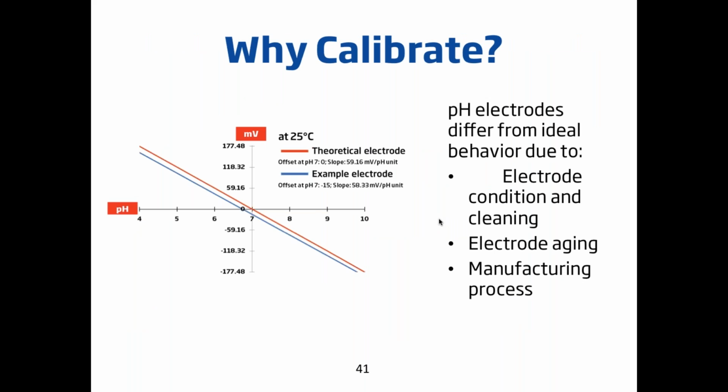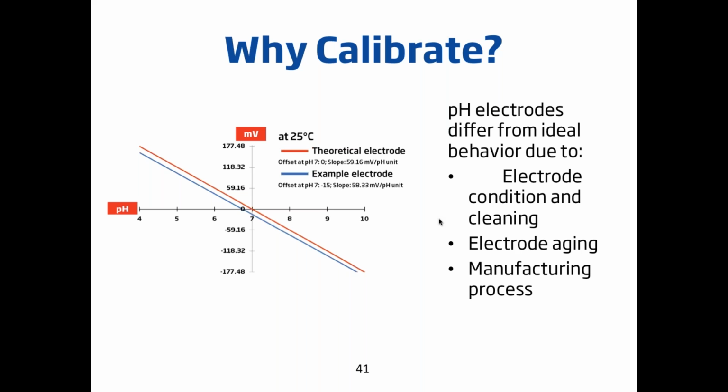So you have the right electrode for your application. You have the right meter for your application. Now what? We're going to talk about calibration. So pH electrodes are all designed based on something called the Nernst equation, which is a scientific equation dictating how, theoretically, a pH electrode works.